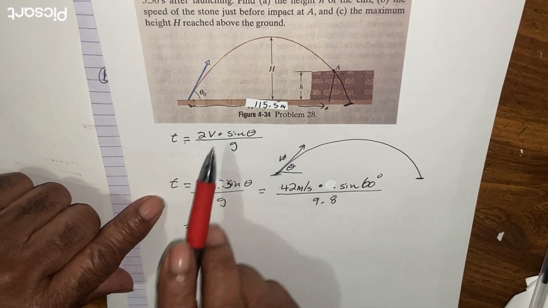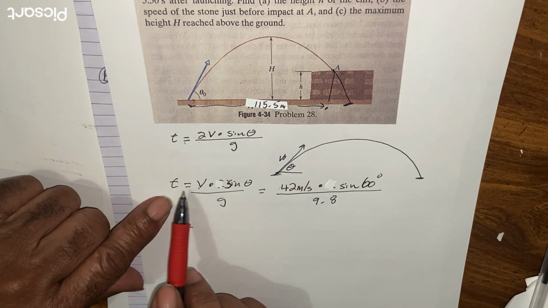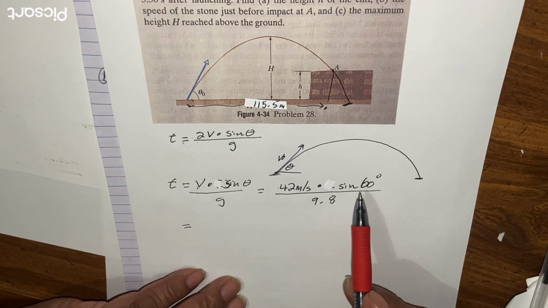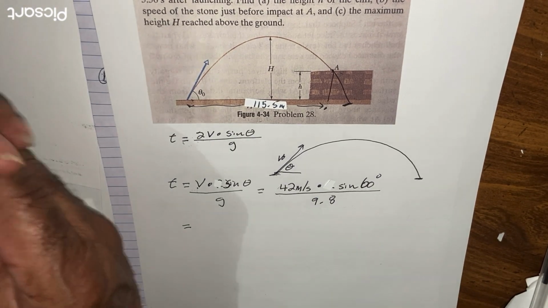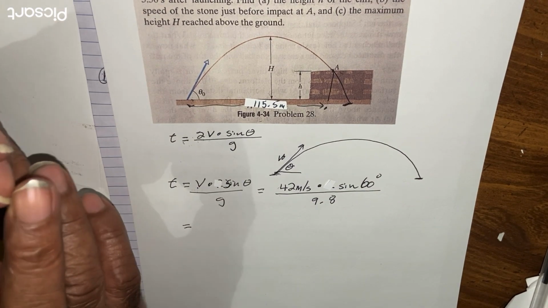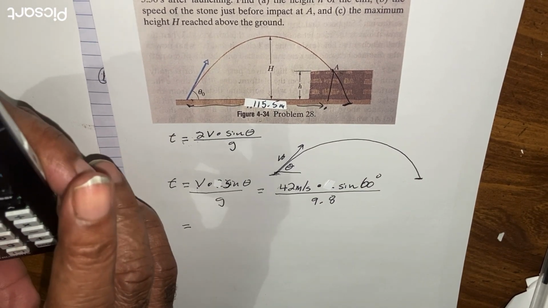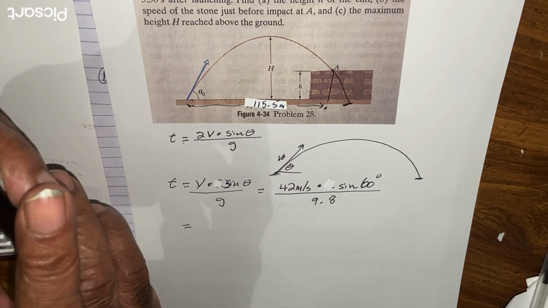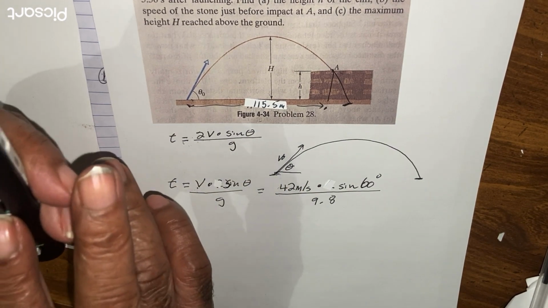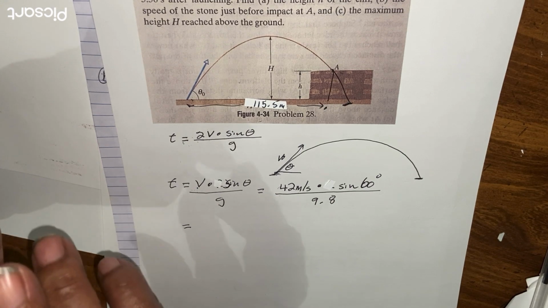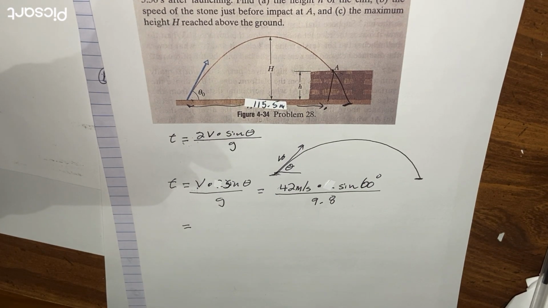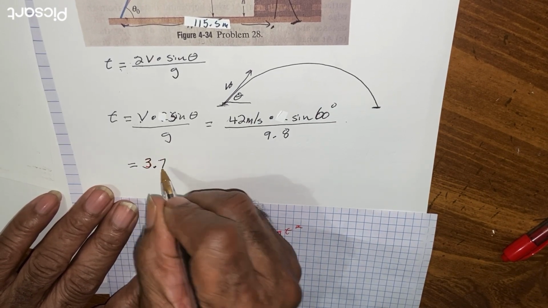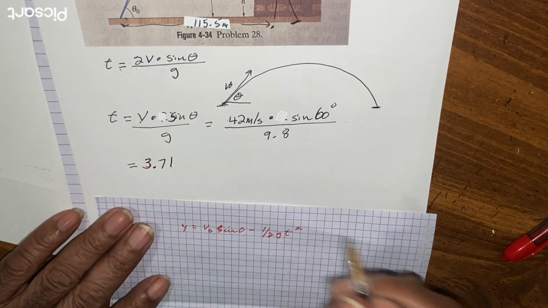For the midpoint, we just have T equals V sub o sine theta over G, which is 42 meters per second times the sine of 60 over 9.8, which equals 3.71 seconds.